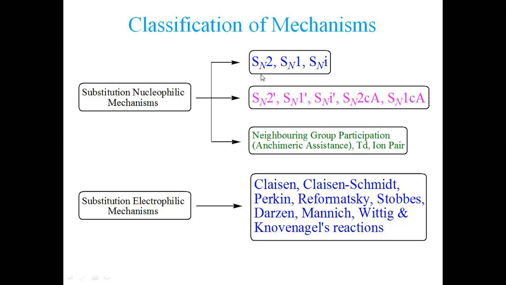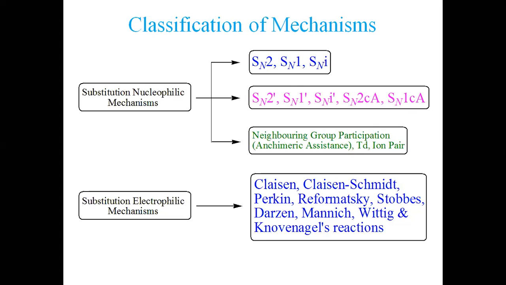These three operate with a different kind of substrate. These three which are enlisted next operate with a different system. The last two operate with a different system, and we shall see neighboring group participation for a different substrate, TD for a different substrate, etc. The ion pair mechanism is applicable to the first three in a different substrate condition. You shall see that in all these mechanisms the substrate shall change.